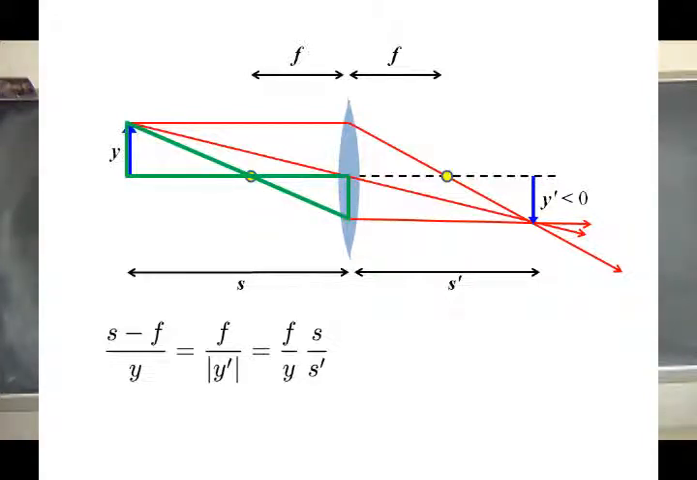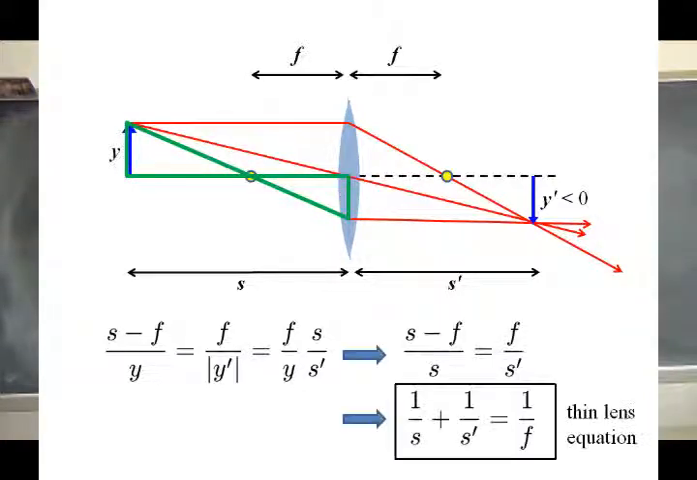All right, let's look at the other triangle, and that's this triangle formed on the left-hand side by the lower ray. The right-hand triangle, the ratio of the two legs of the triangle, is s minus f over y, and that's going to be equal to f over the absolute value of y prime, which from our previous work is f over y times s over s prime. And so now we can take this and manipulate it just as we did before. We can multiply both sides by y and divide both sides by s. So we get s minus f over s is f over s prime.